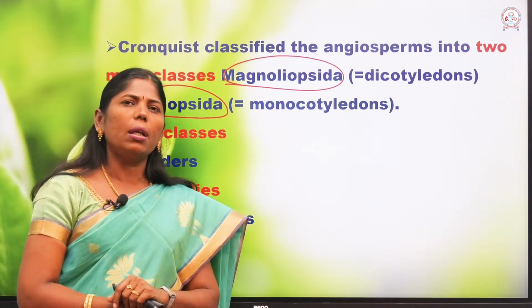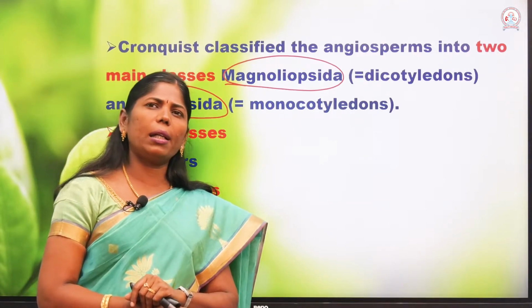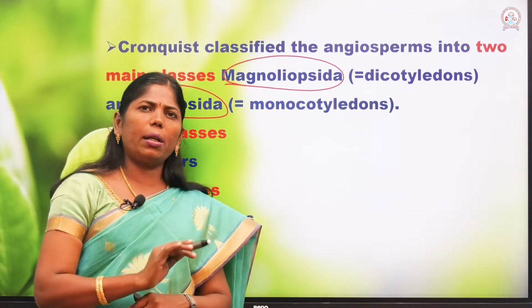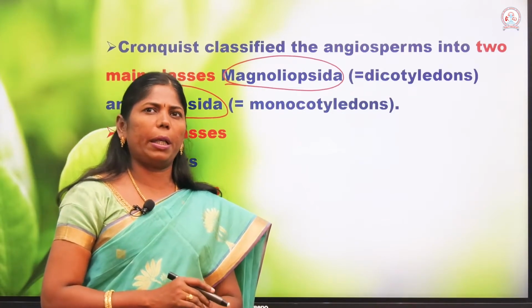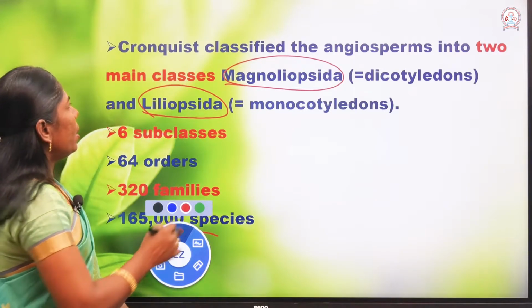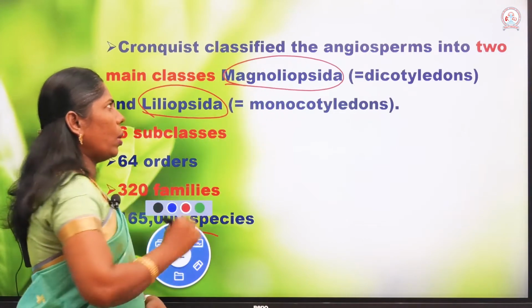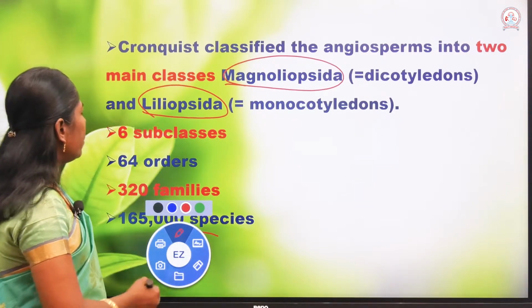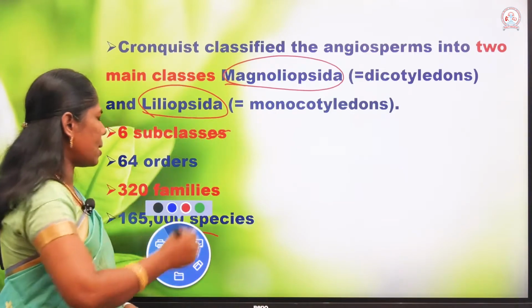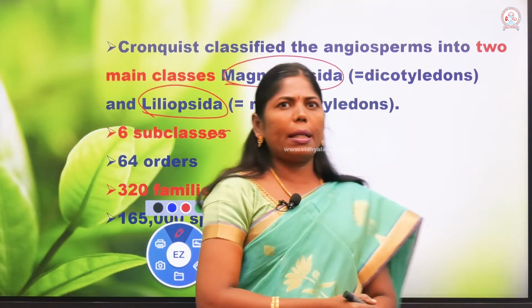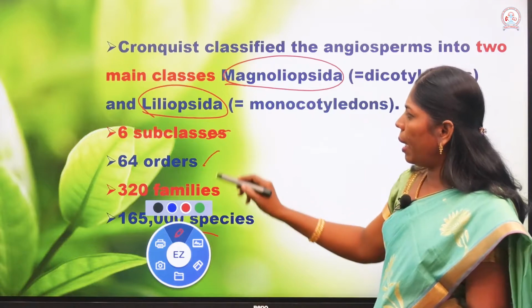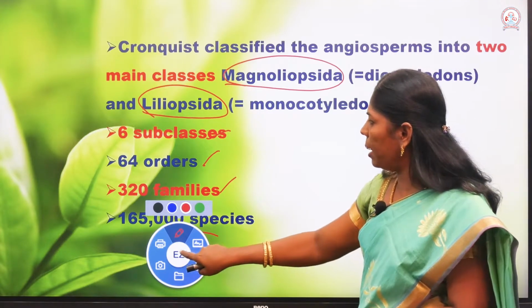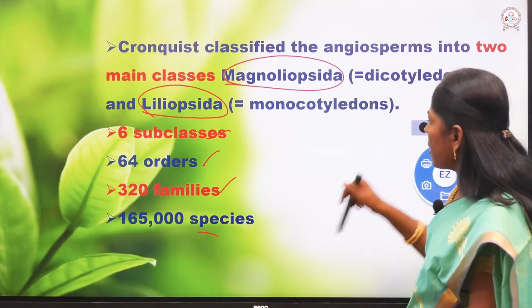In the Engler and Prantl classification, dicot and monocot are explained directly. Here we first see the dicotyledonae, that is Magnoliopsida. Magnoliopsida consists of 6 subclasses, 64 orders and 320 families.